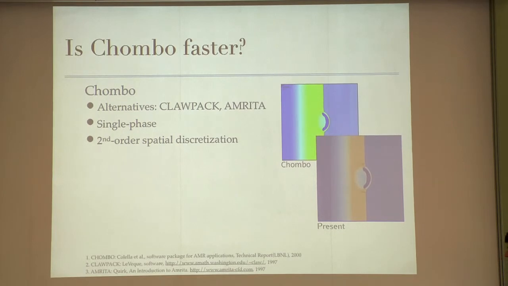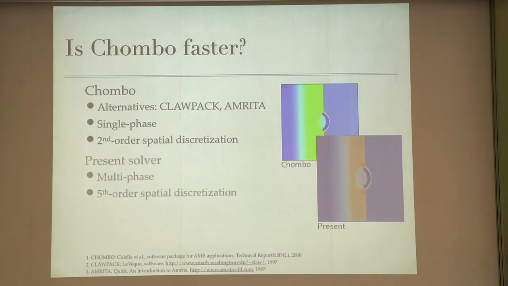Chombo, in this case, has a slightly different discretization. It's actually not able to do single-phase problems, so we cannot really treat the bubble as helium. Everything is treated as air, and it's just the density that is different. It's second order accurate in space. Our solver is multi-phase, so it's not really fair to compare the same thing. But in any case, the accuracy was also higher. In our case, it was fifth order.